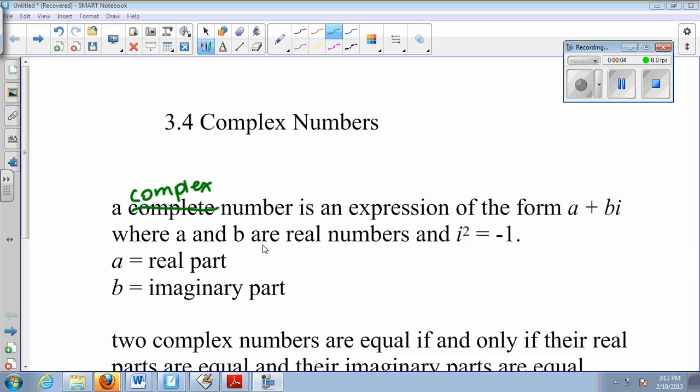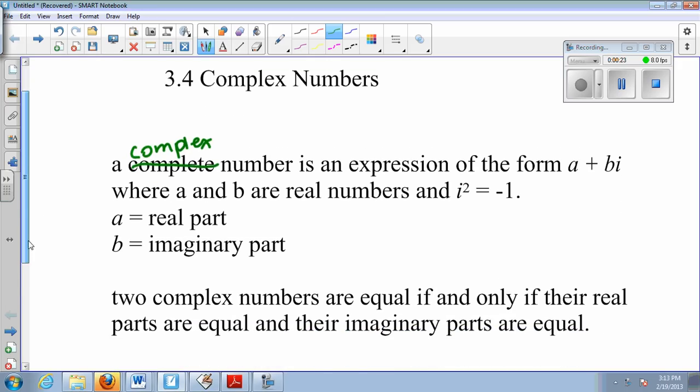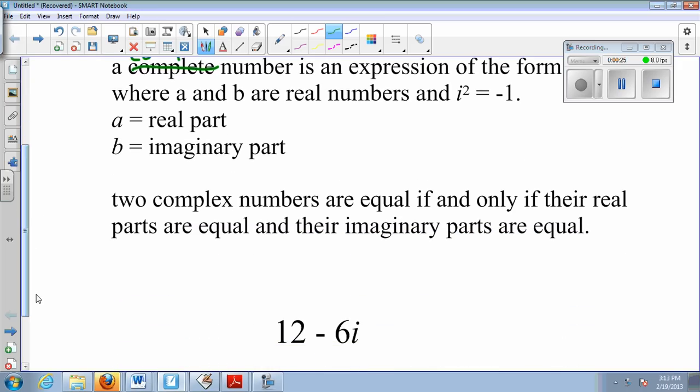3.4 Complex numbers. A complex number is an expression of the form a plus bi, where a and b are real numbers, and i squared equals -1. a is the real part, whereas b is the imaginary part. Two complex numbers are equal if and only if their real parts are equal and their imaginary parts are equal.